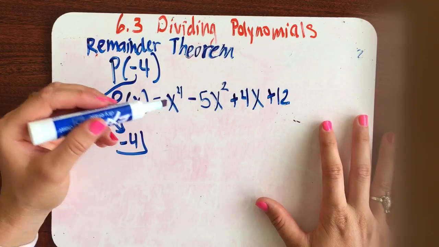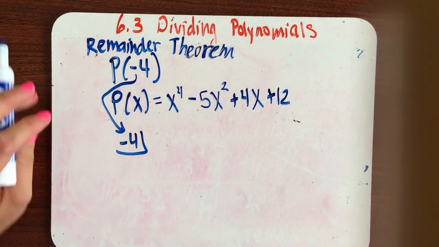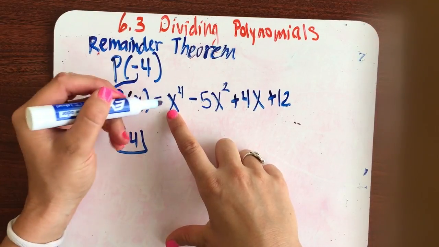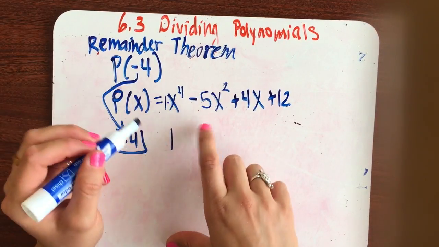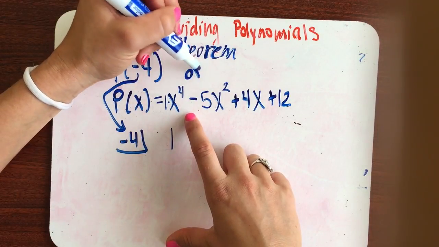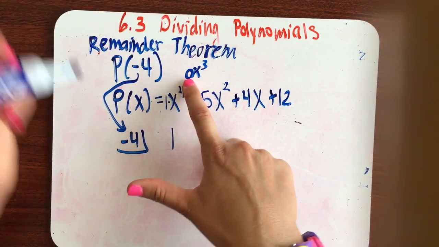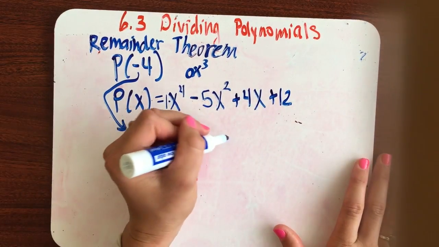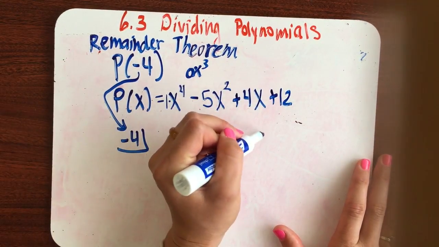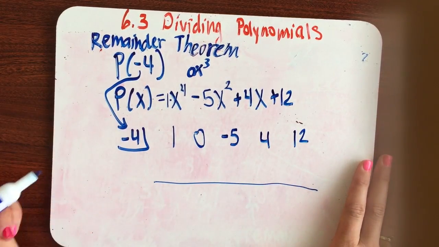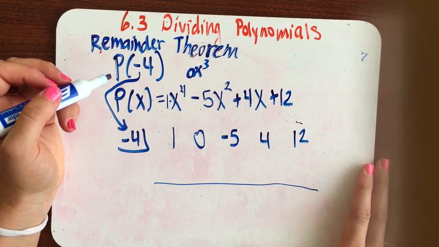And then we have to look to see if we're missing any terms. So we bring down our coefficients. This is a 1. Since there's no x cubed, we have to write it in as a 0x cubed. So we have to put the 0 next. Our next number is a -5, a 4, and a 12. So we do the same process of synthetic division.